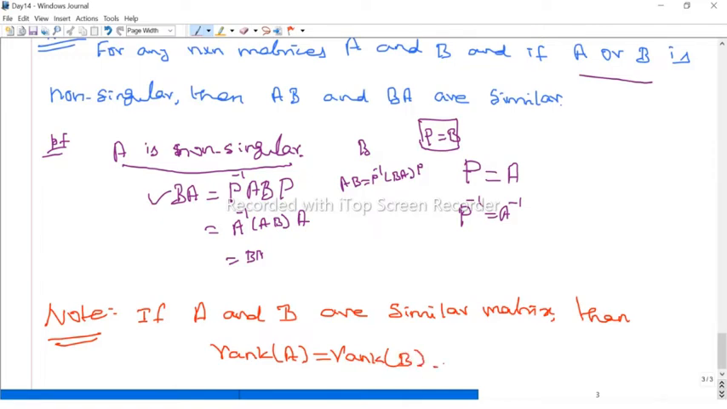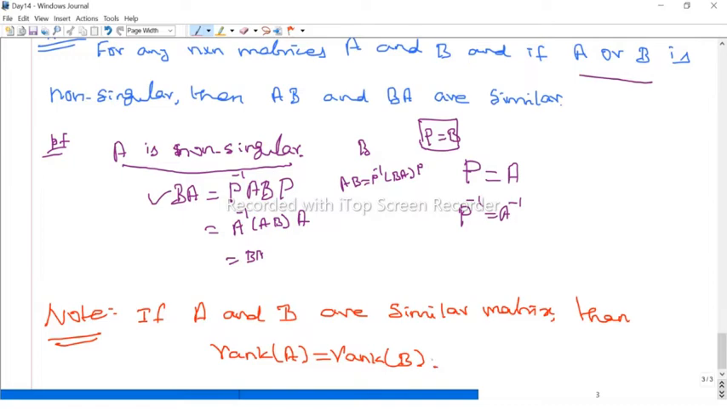So this happens when A and B are similar matrices. But the converse need not be true. Suppose rank of A equals rank of B, we cannot say A and B are similar. For similar matrices, ranks are equal. Similarly, for similar matrices, determinant is the same and trace is the same. But if trace and determinant are the same, we cannot say A and B are similar. That is a point we have to keep in mind.